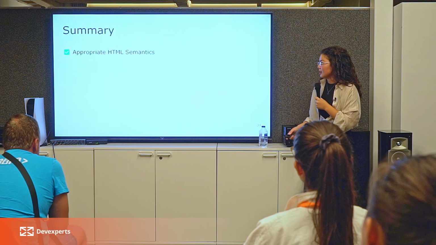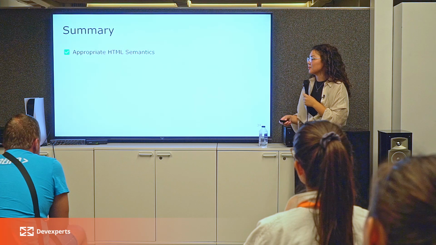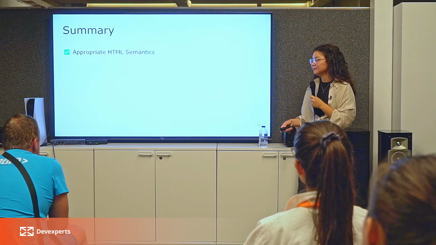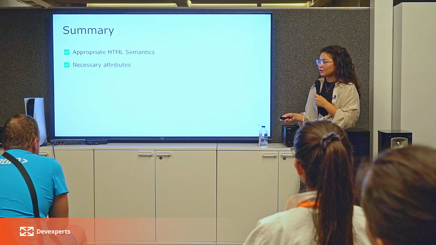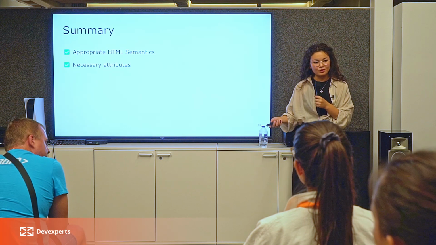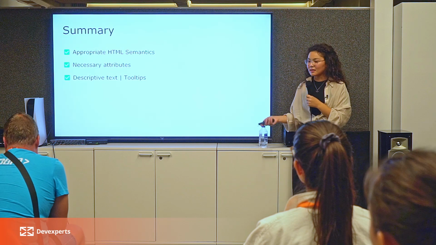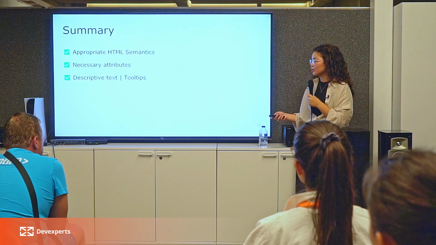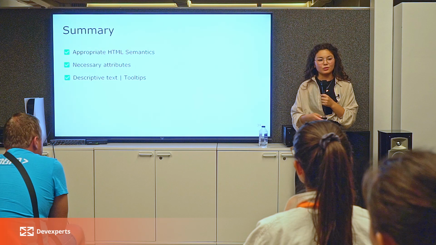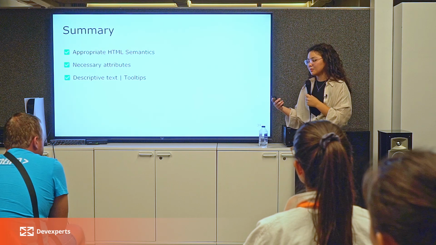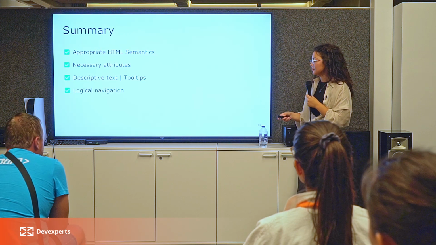So summing up everything, use appropriate HTML semantics always. So don't overuse attributes, but use them. Always try to describe your content with text and tooltips. It's very important, not only to users with visual impairment, but users with color blindness.